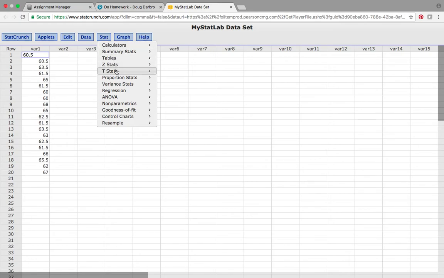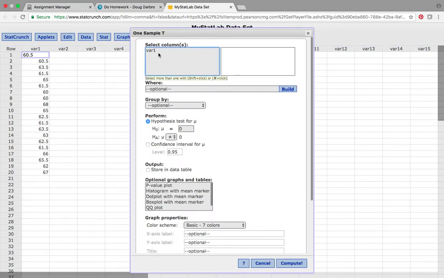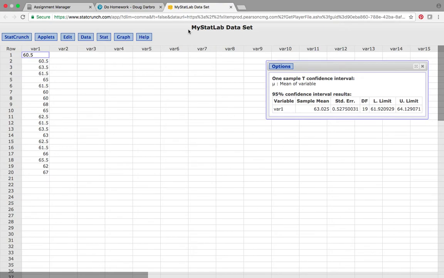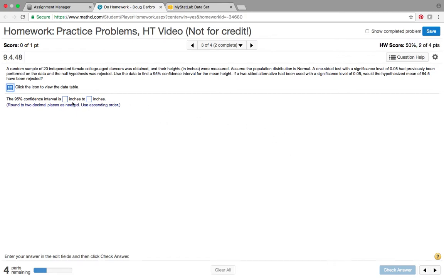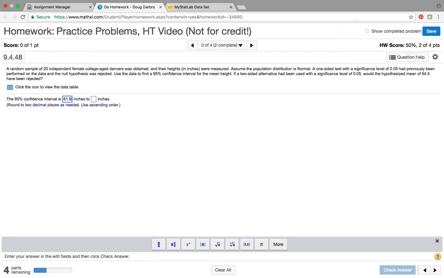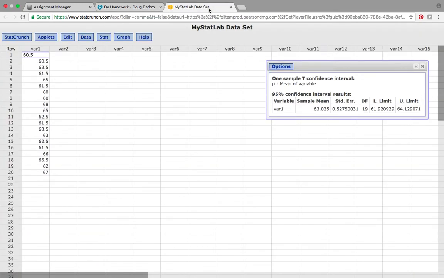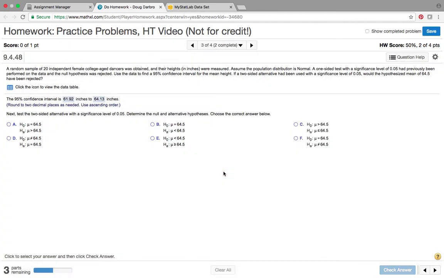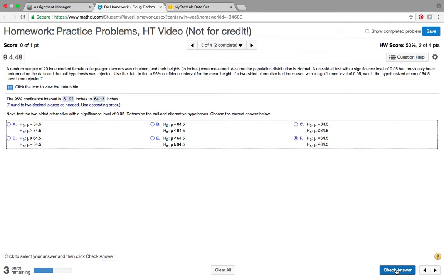And we want to create a 95% confidence interval. So we're at 61.92 to 64.13. Next, test the two-sided alternative. Two-sided means the alternative has to be not equal to. So we know it has to be mu equals 64.5 and not equal to in the alternative hypothesis. So F has to be a two-sided.